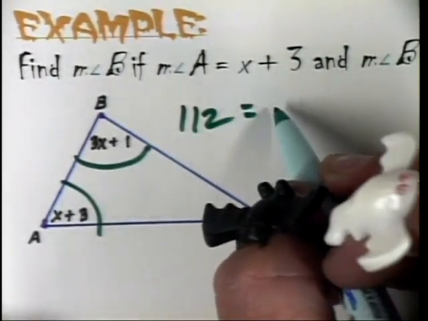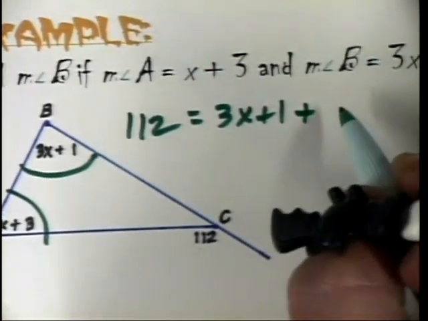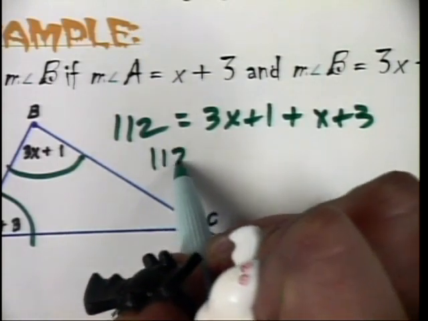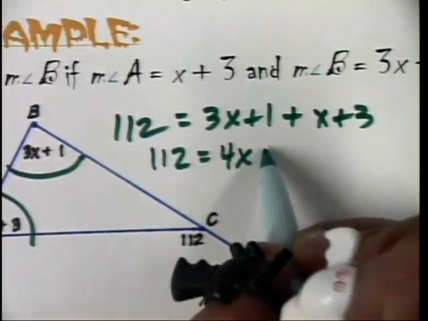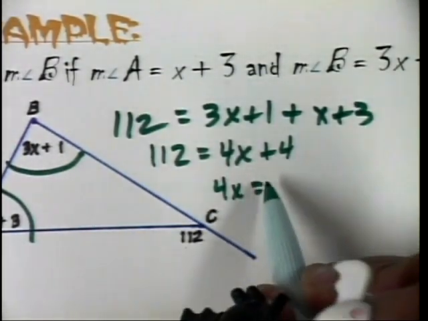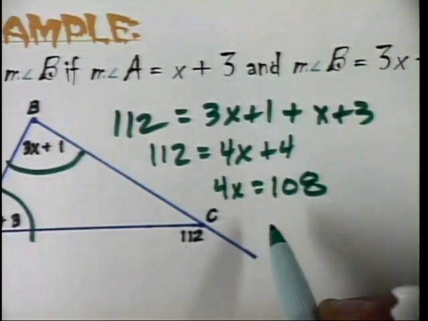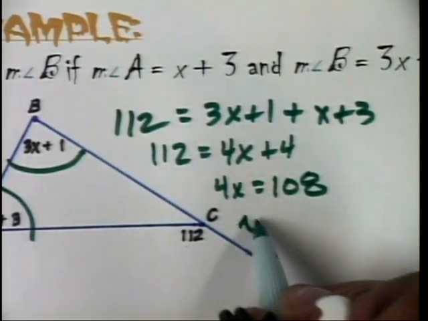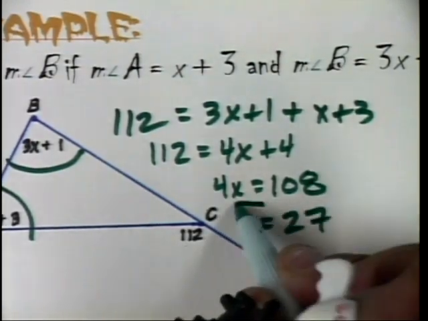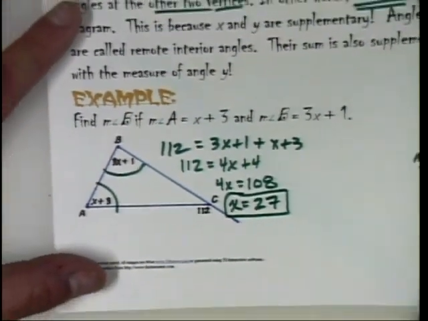So I can say 112 is equal to 3x plus 1 plus x plus 3. And now combining like terms, 112 equals 4x plus 4. So 4x has to equal 112 minus 4, which is 108. And finally, dividing both sides by 4, I get this remarkable number called 27, a very groovy number. And so that would be x.